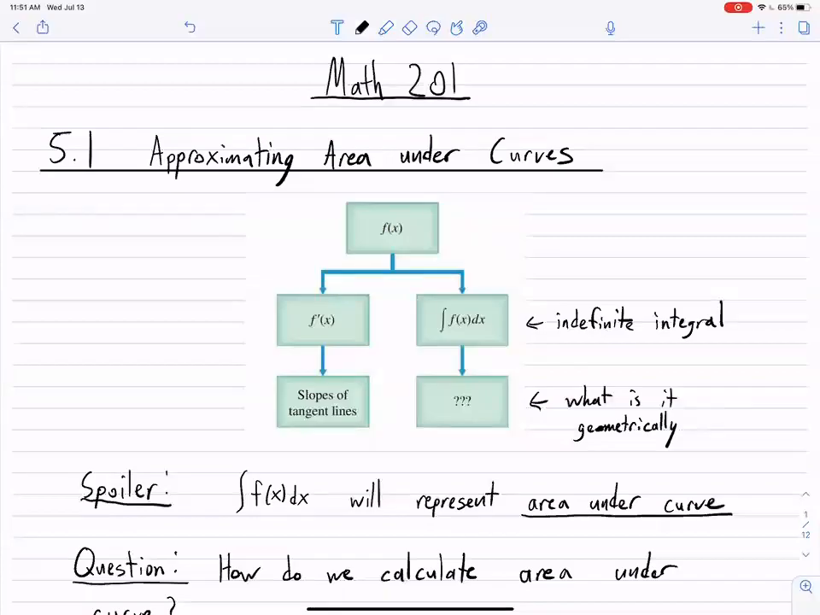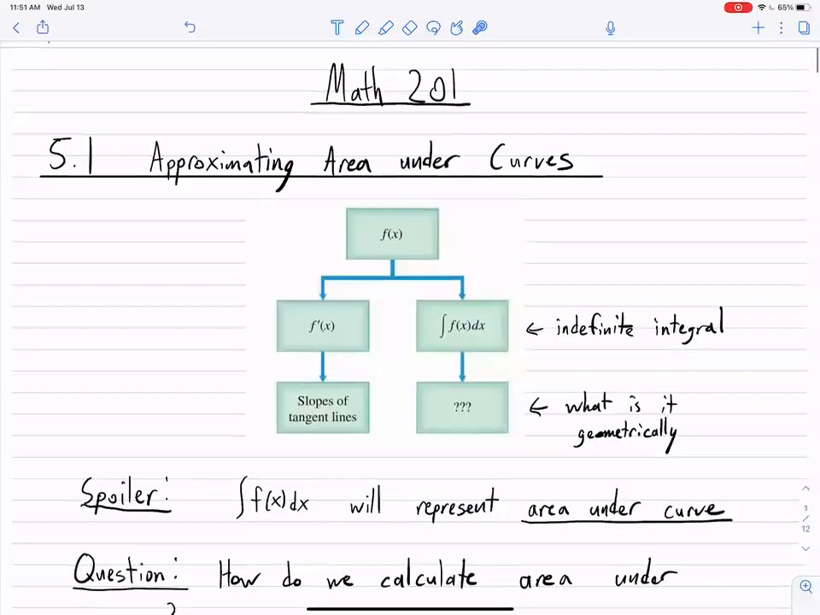Hello, Math 201. We will be beginning a new chapter, chapter 5, which is about the other major concept in calculus, integration. So in today's section, we're going to talk about where the idea of integration comes from.